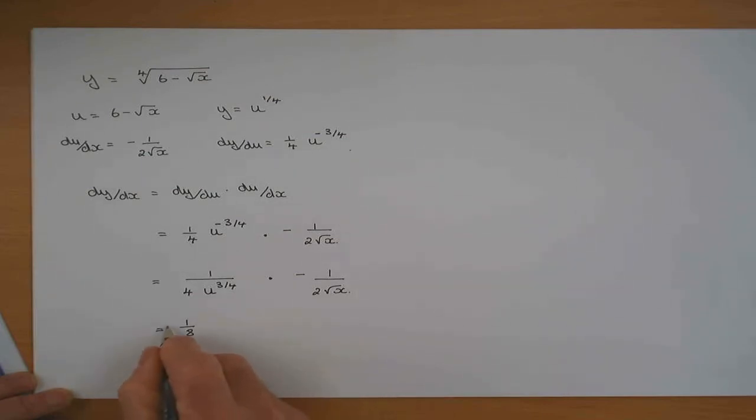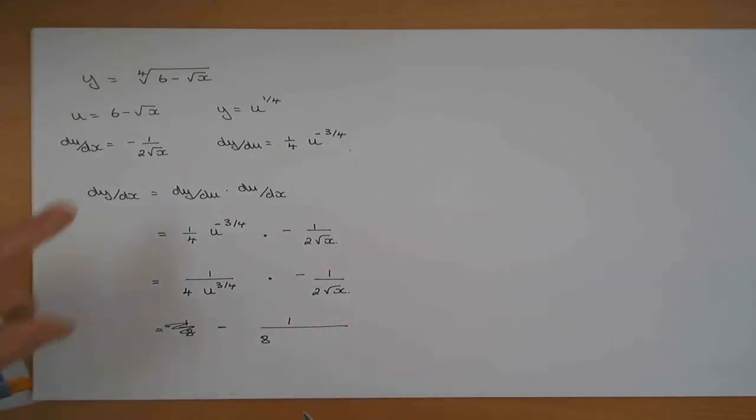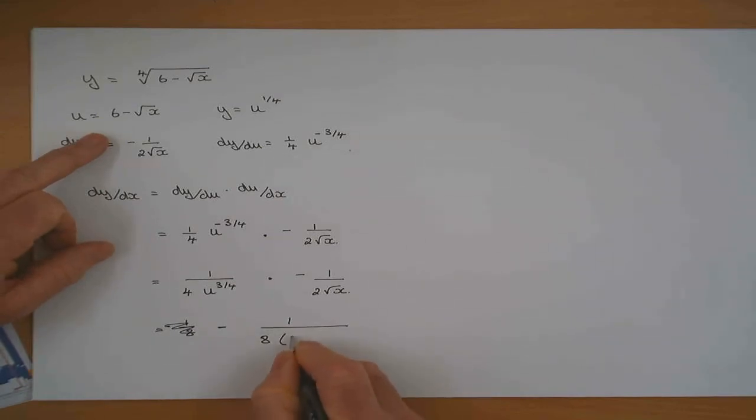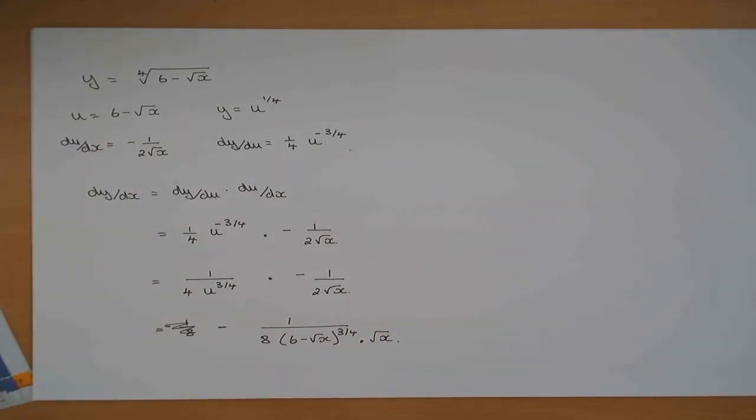Right, I'll write it this way. It's minus 1/8 times, what is u? 6 minus root x to the 3/4 times root x. And that's what it is. I can't multiply the root x into the 6 because that's to the power of 3/4.